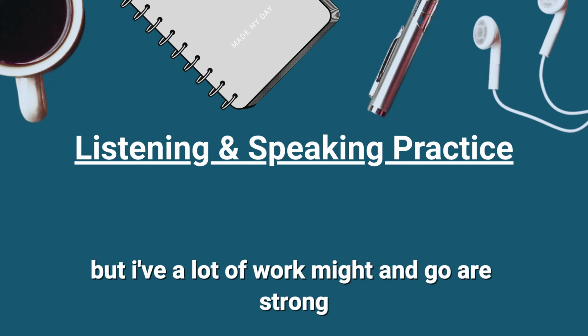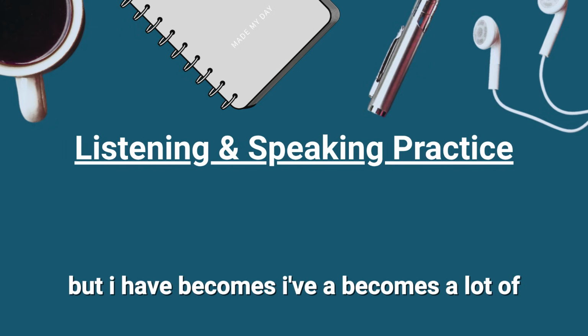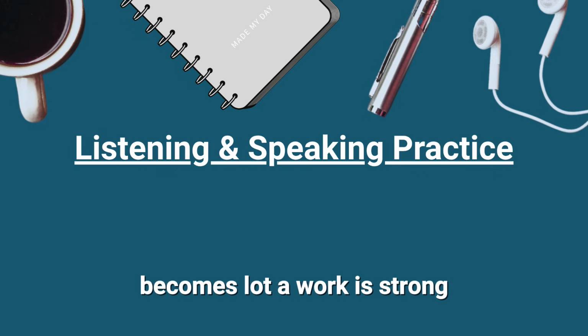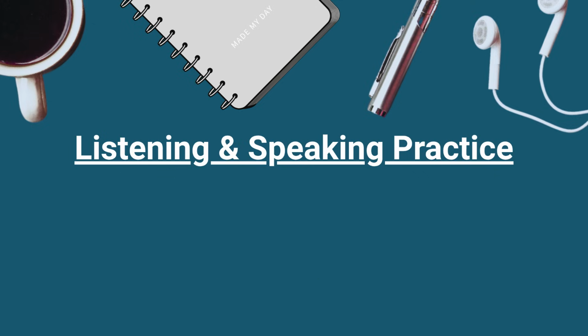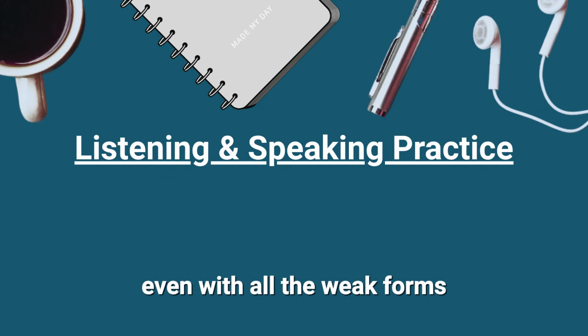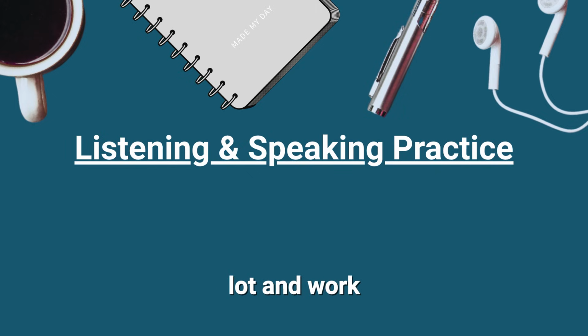Might and go are strong. But is a conjunction, often weak. I have becomes I've. A becomes a. Lot of becomes lot of. Work is strong. I might go, but I've a lot of work. Even with all the weak forms, the meaning is crystal clear because of the stress on go, lot, and work.